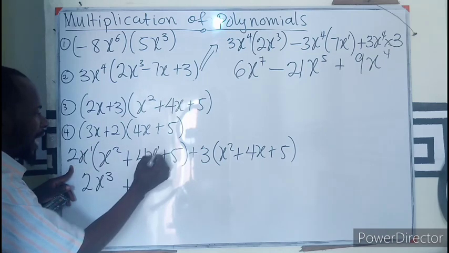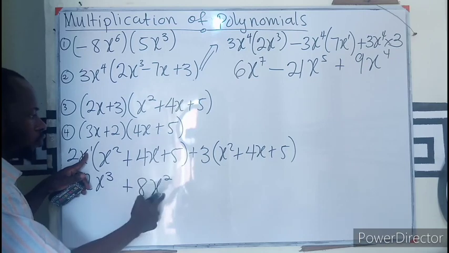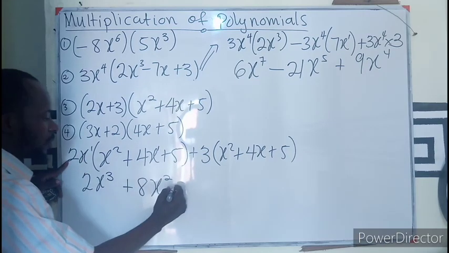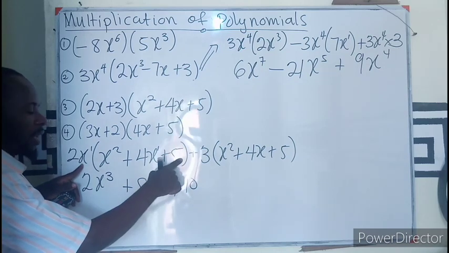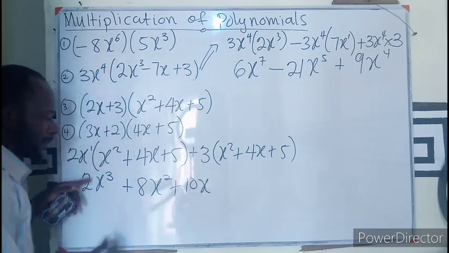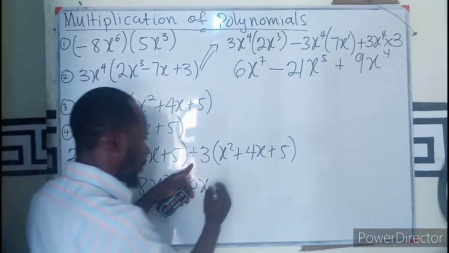Power of 1 of x, power of 1. So I have x to the power what? 2. 1 plus 1 is 2. 2 times 5, I have 10. The only variable here is x to the power 1, so I maintain it. So I am done with my third term, which is the trinomial.